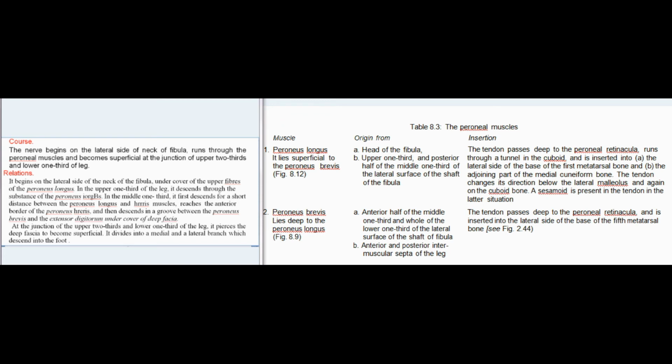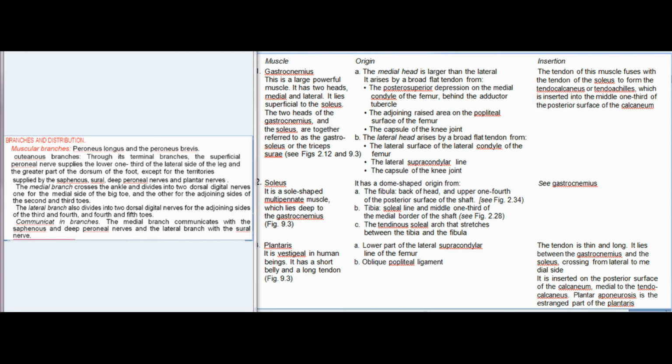At the junction of the upper 2/3 and lower 1/3 of the leg, it pierces the deep fascia to become superficial. It divides into a medial and a lateral branch which descend into the foot. Branches and distribution. Muscular branches, peroneus longus and the peroneus brevis.